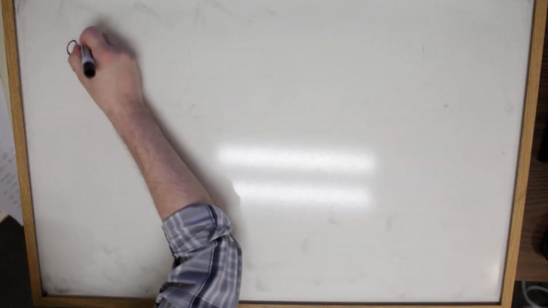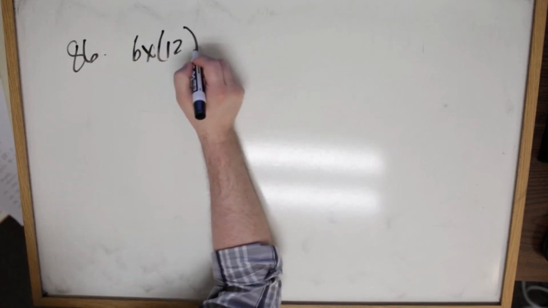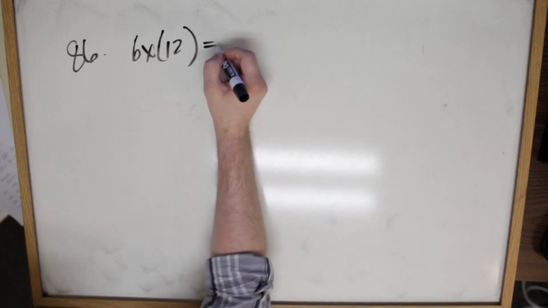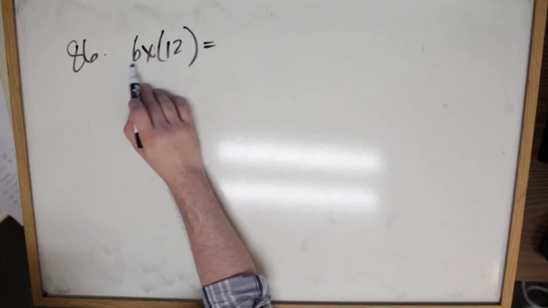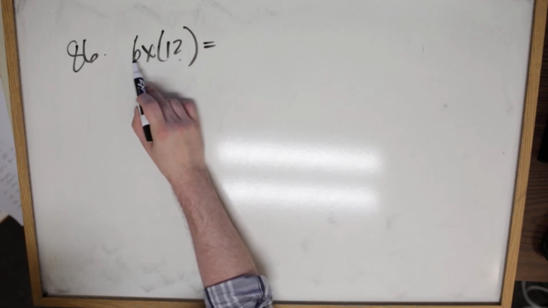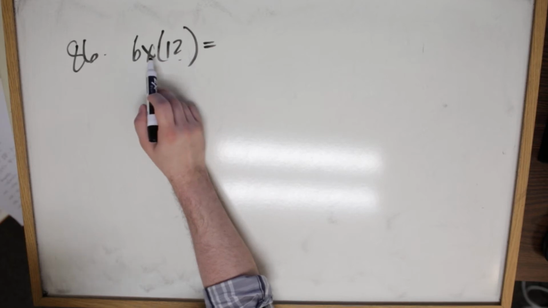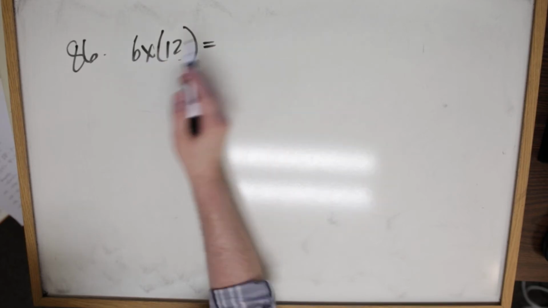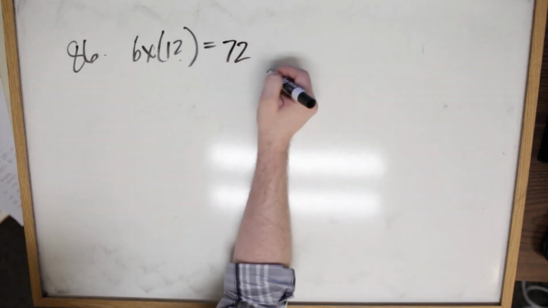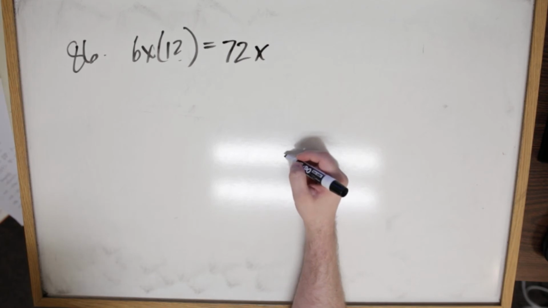Question 86. 6x times 12. When you have coefficients times numbers, you're taking the number here, which is just a constant, and it's multiplying by that coefficient. So 6 times 12. Can I do this in my head? I know that 6 times 5 is 60, so then I add 12 to 60, and that's going to be 72. 72x. Okay, so that's number 86.